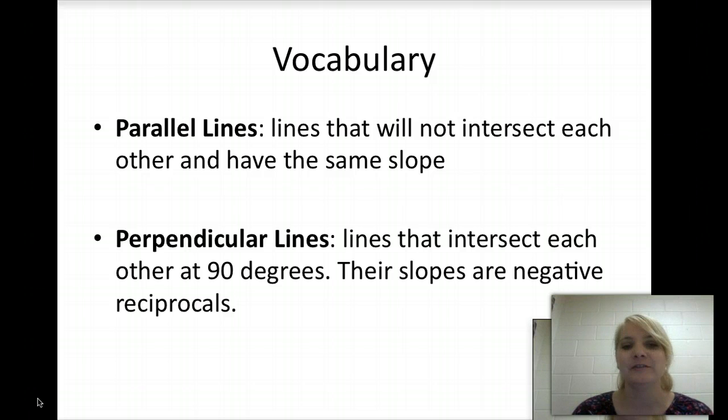Perpendicular lines are lines that intersect each other at 90 degrees, and their slopes are negative reciprocals of each other. So once again, we'll be able to tell based off a graph if lines are perpendicular if they create a 90-degree angle at their point of intersection, so where they cross, and then also by looking at the slopes of their equations, and they'll be opposite or negative reciprocals of each other.